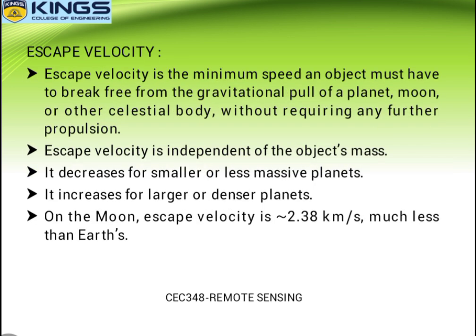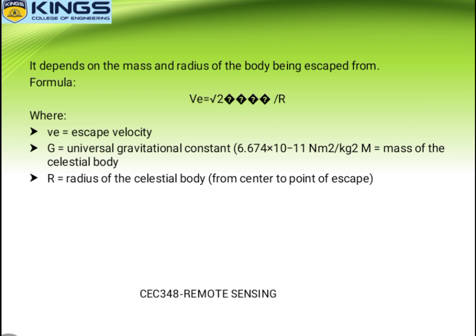Escape velocity is the minimum speed an object must have to break free from the gravitational pull of a planet, moon, or other celestial body without requiring any further propulsion. Another point: escape velocity is independent of the object's mass. It decreases for smaller or less massive planets. It increases for larger or denser planets. On the moon, escape velocity is 2.38 km per second, much less than Earth. It depends on the mass and the radius of the body being escaped.